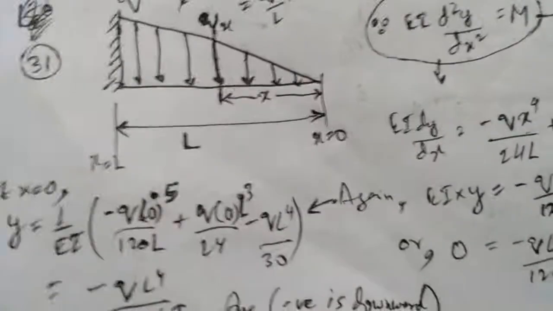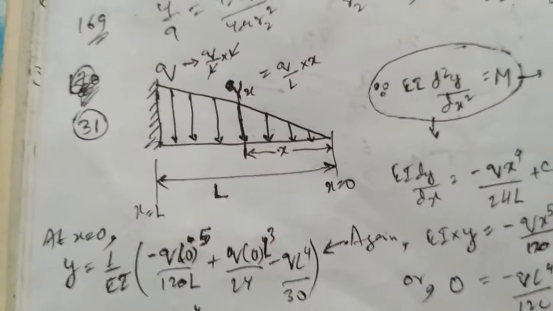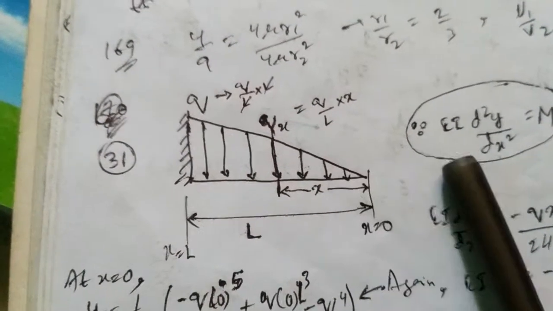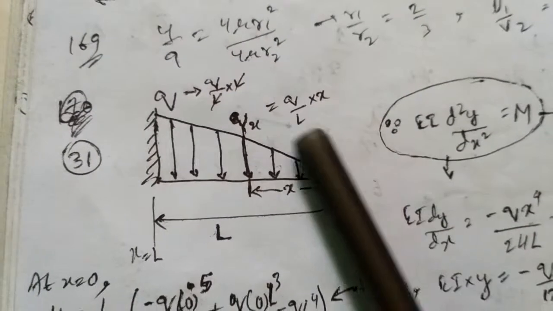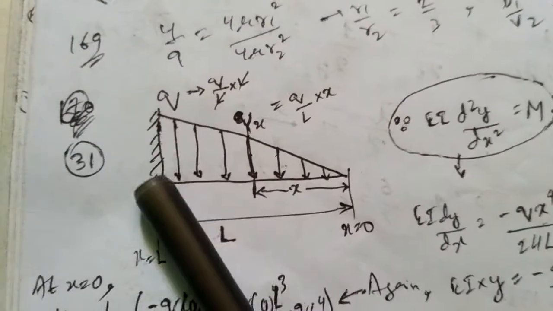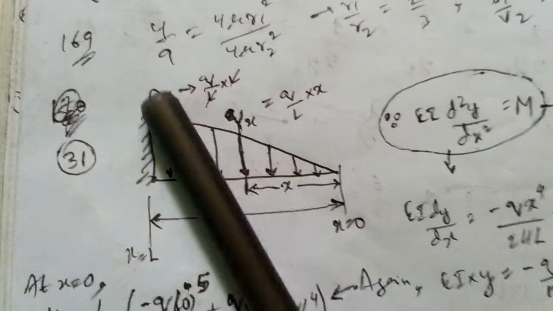Here the question is given in the descriptions of GATE 2019. We need to find out the maximum deflection at the free end of this cantilever beam, and we have been given the Young's modulus and the moment of inertia. And this is the cantilever beam, uniformly varying loaded beam.